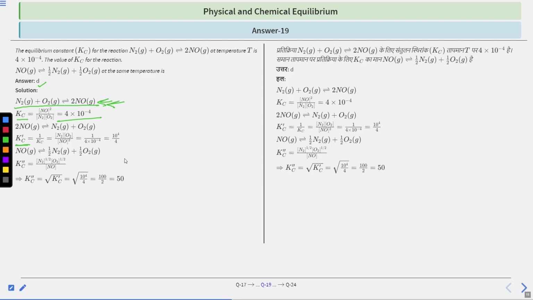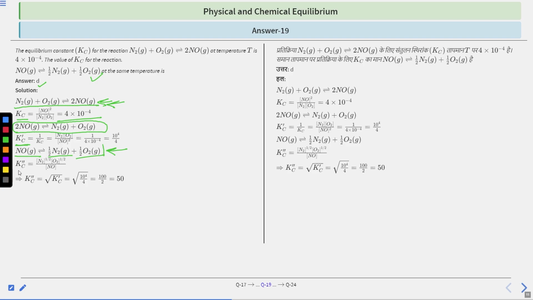Now, what we will do, we divide this equation by 2, right? So what will happen? 2 divided by 2 will become 1, 1 divided by 2 will become half, and 1 divided by 2 will become half. And this is the final reaction for which we have been asked the value of Kc. So this is our final reaction.